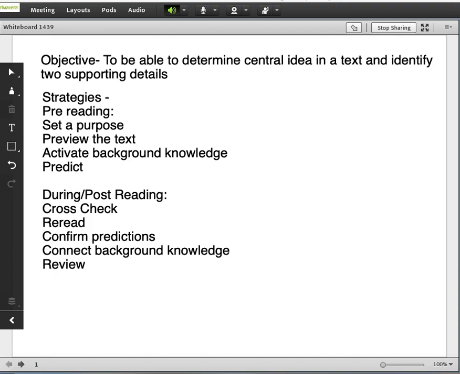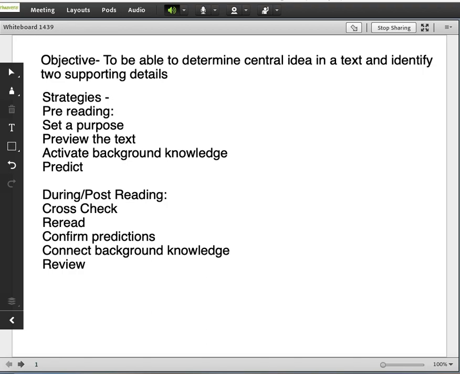Today, we're going to be talking about a central idea. In English 9A, we are going to be reading a lot of narrative fiction, and we're also going to be working on our own memoir and reading some memoir narrative. So we're going to talk about how to determine central idea in a text throughout the course.